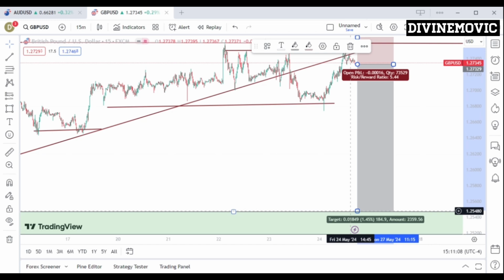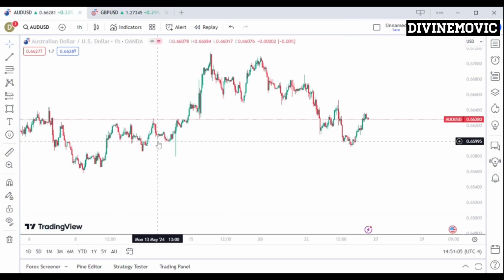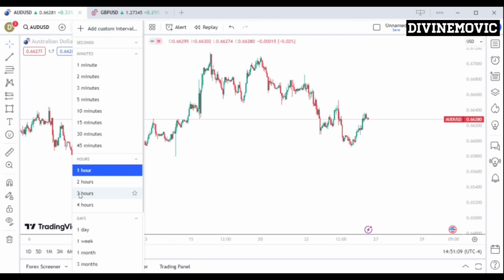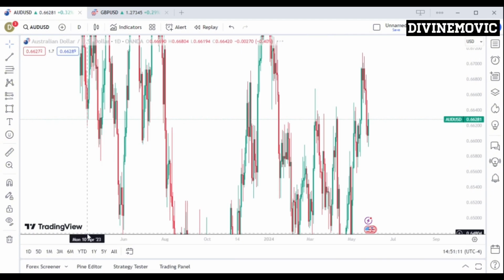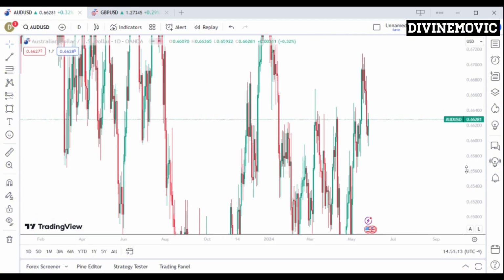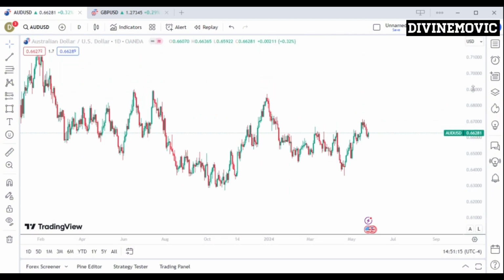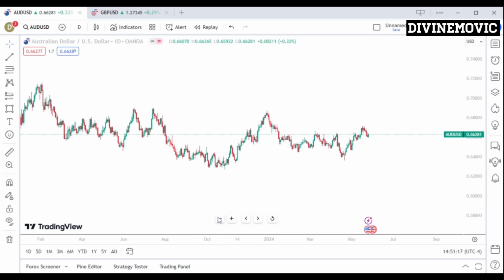So my projection for GBPUSD is to simply see how price is likely going to sell. Now let's, for instance, look at AUDUSD. Now remember, the first thing I want to do is to understand what price is doing on the higher time frame. Now simply go to the daily time frame and understand what price is doing on the daily time frame. Now, if you look closely as well, you see that. Let me zoom out a bit.